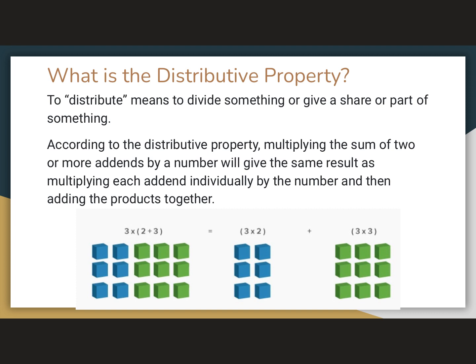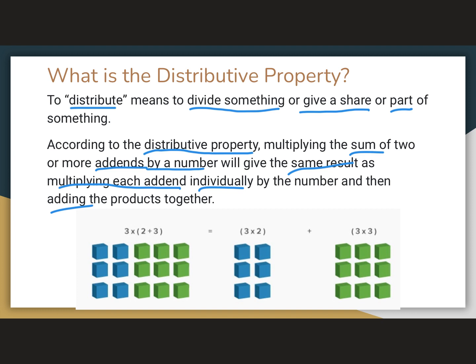Okay, so let's talk about this. What is the distributive property? To distribute means to divide something or give a share or part of something. So according to the distributive property, multiplying the sum of two or more addends by a number will give the same result as multiplying each addend individually by the number and then adding the products together.